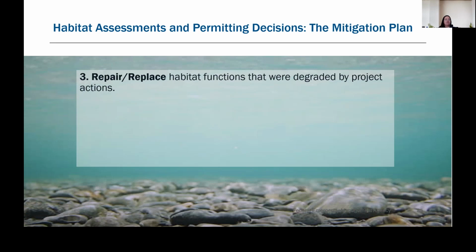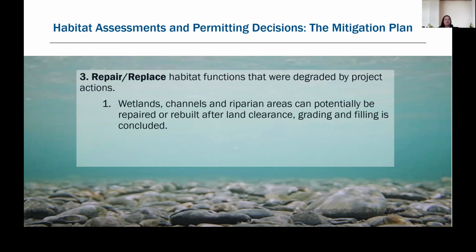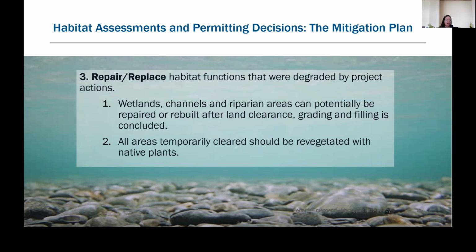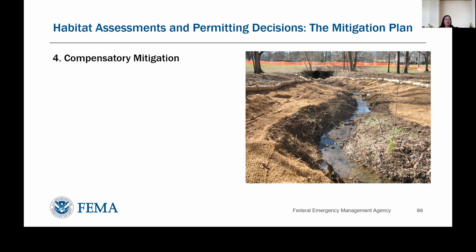Repair, replace habitat functions that were degraded by project actions. Wetlands and channels and riparian areas can be potentially repaired and rebuilt after activities have disturbed them, such as clearance, grading, and filling. And all areas temporarily cleared should be revegetated with native plants. So repair and replace can be part of that as well.